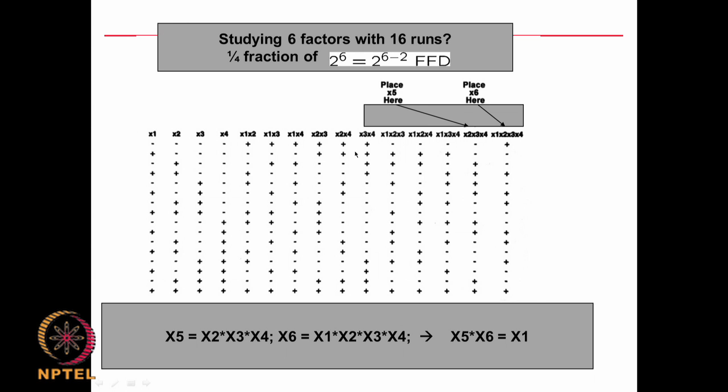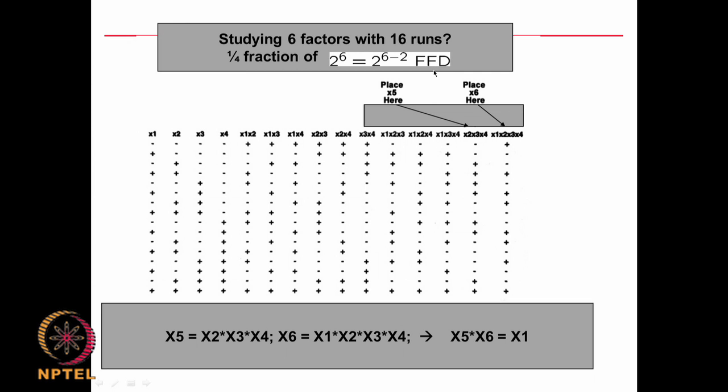Now, I want to introduce 2 more factors x5 and x6. Now, where do I introduce? The problem is I could introduce them in different places, right. If I introduce this x5 and x6, that is 2 raised to the power 6 minus 2, that is a quarter fraction design, right. Instead of 2 into 2 into 2, 6 times, 4, 8, 16, 32, 64 experiments, I am doing only 16 experiments, that is a quarter fraction of 64 experiments, a 2 raised to the power 6 minus 2 fractional factorial design.